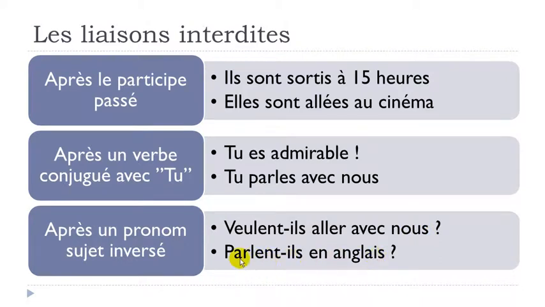Exactly the same thing here. Parle-t-il en anglais, okay? So no liaison after your pronoun, okay? Just because the structure is like that. First you've got your verb, then your pronoun, then you don't make a liaison.